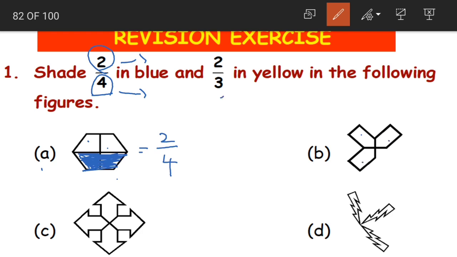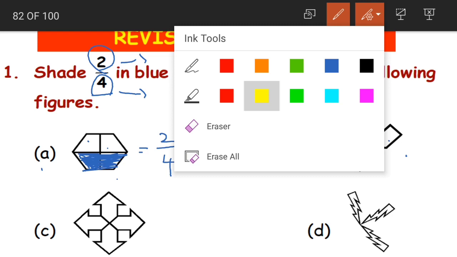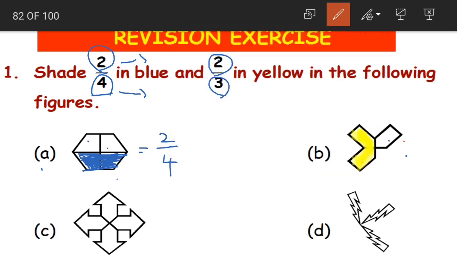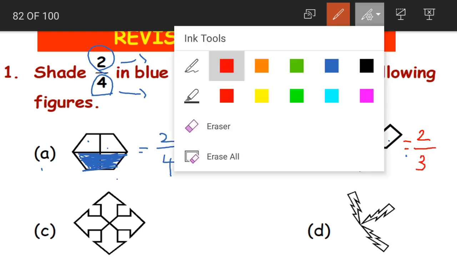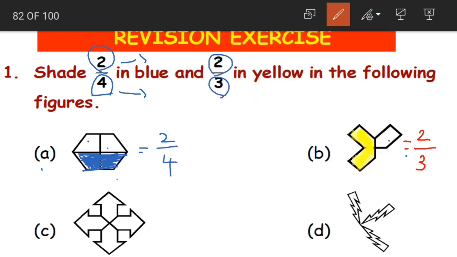Next, coming to question B. Here we are having 3 parts. Now when we have 3 parts here, 2 by 3 is to be shaded in yellow. That means out of the given 3 parts, 2 are to be shaded in yellow. So let me take the yellow color here. Yes, so 1 part, then 2. So here 2 parts are shaded in yellow. So this becomes our 2 divided by the total number of parts 3. So this represents the fraction 2 by 3.